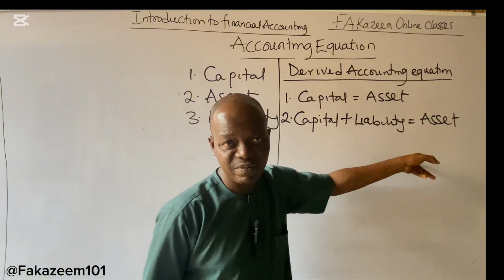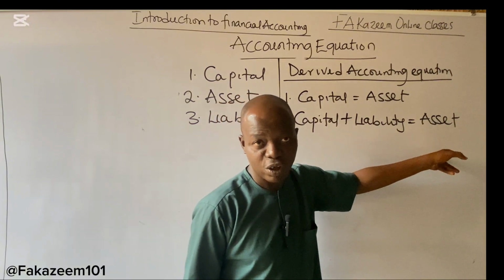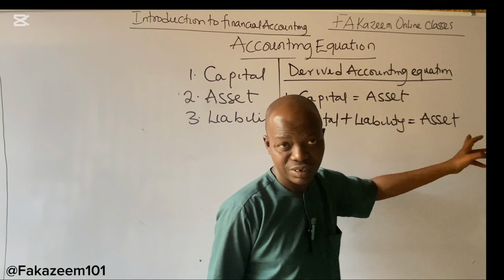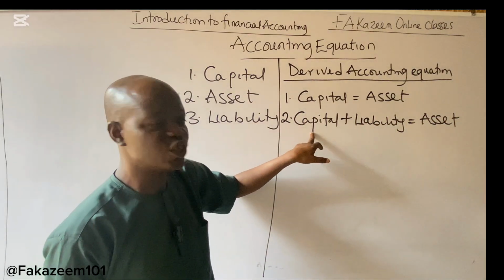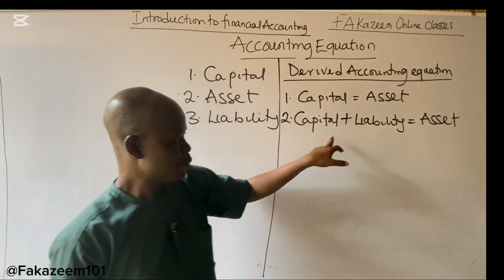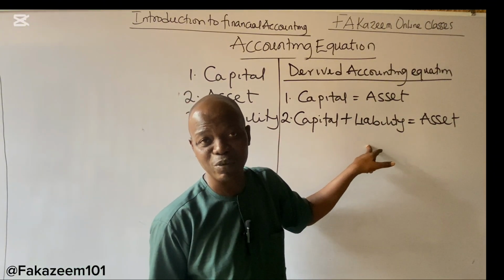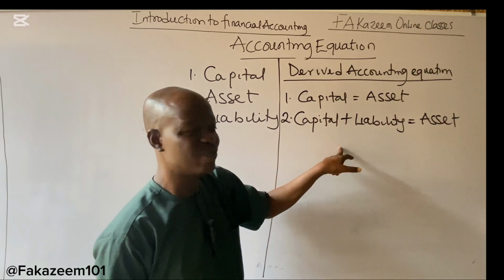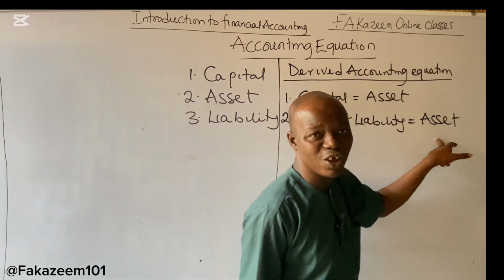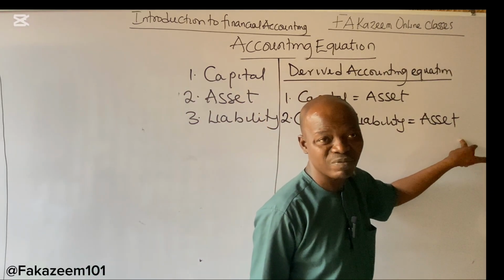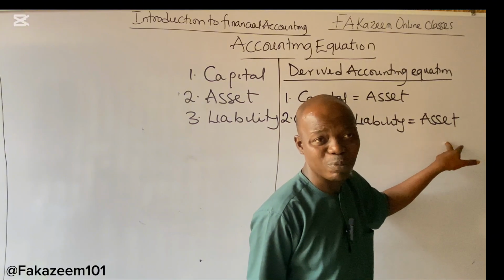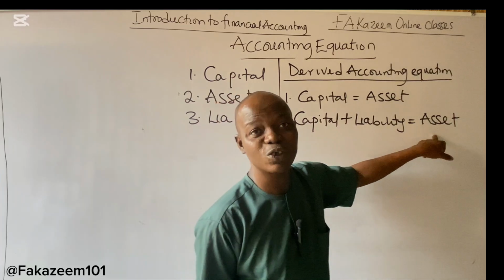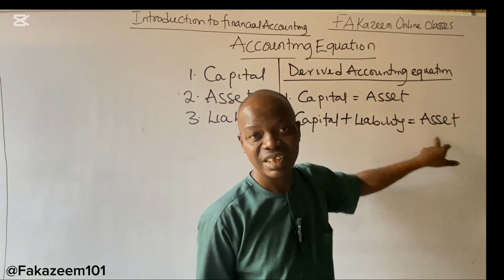Addition of the delivery van, 1 million, plus inventory, 500,000, will give us 1.5 million. In that case, the money you introduce, 1 million, plus the 500,000 loan you borrow from the bank will give you 1.5 million. The 1 million delivery van plus inventory of 500,000 will also give you 1.5 million. Meaning your capital plus your liability equals your total asset that you have control over in the business.